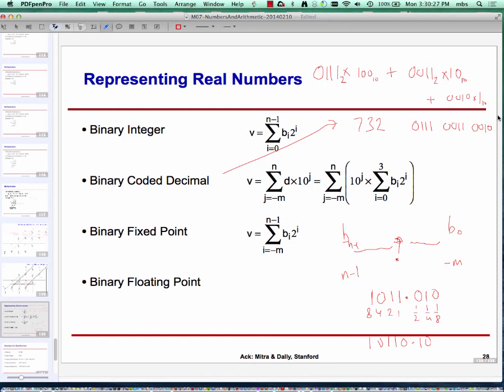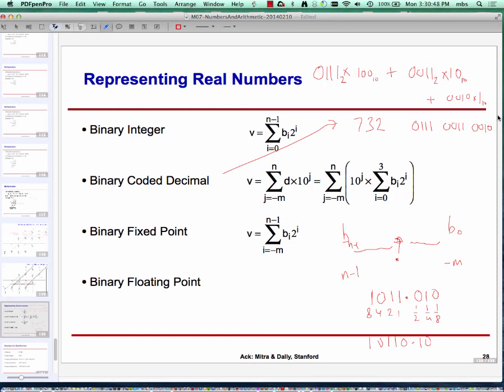Binary integer we have seen. Binary fixed point, as we decided, is just a change in frame. You basically say, I'm going to think of my integers as being scaled by, in my example, with 3 bits, a factor of 8. And then I kind of carry that information.